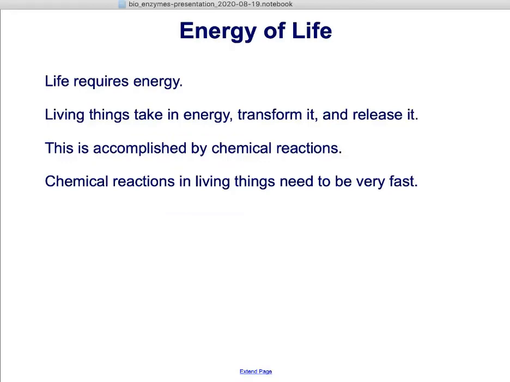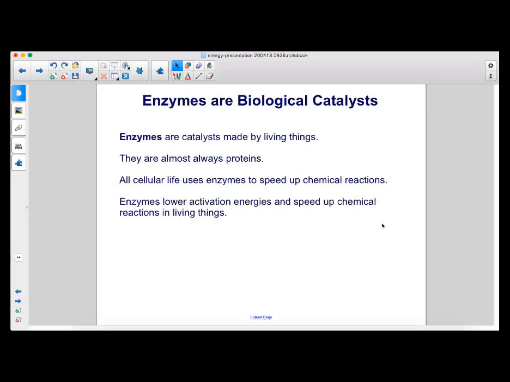Life requires energy. Living things take in energy, transform it, and release it. This is accomplished by chemical reactions. Chemical reactions in living things need to be very fast. Enzymes are catalysts made by living things. They are almost always proteins.